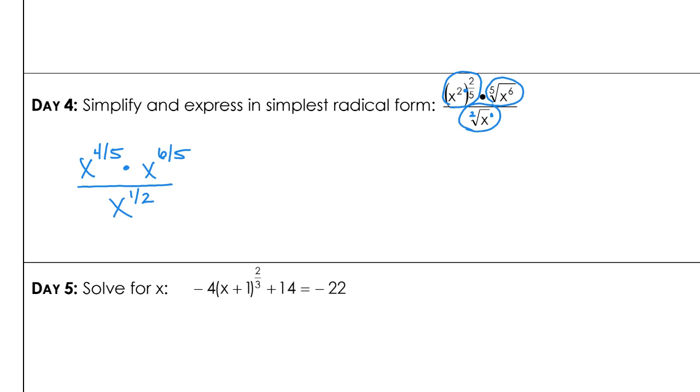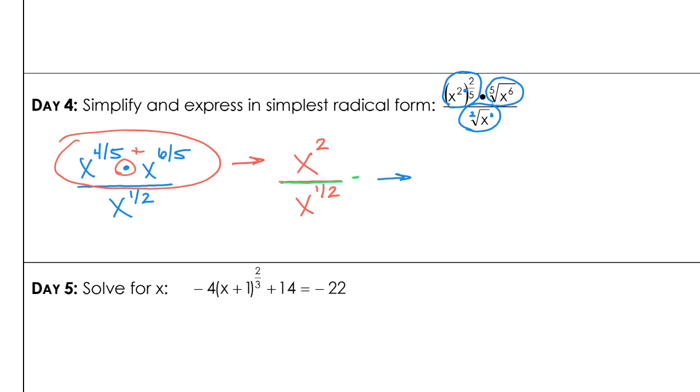All right, now we're going to go ahead and take a look at the top because when our operation is multiplication now, our exponents actually get added. Okay? And so when we take our calculator and we add them, 4/5 plus 6/5 is actually 10/5, which is 2. And so this is x to the second. On the bottom, we keep our x to the 1/2. All right, and now that our operation is division, the exponents actually get subtracted. And so if we type in 2 minus 1/2, we're going to get 3/2. And so this becomes x to the 3/2. And that's a great answer, except in the directions they said simplest radical form.